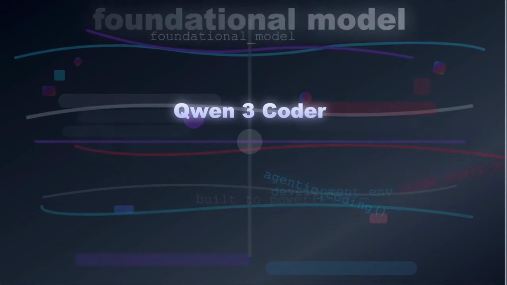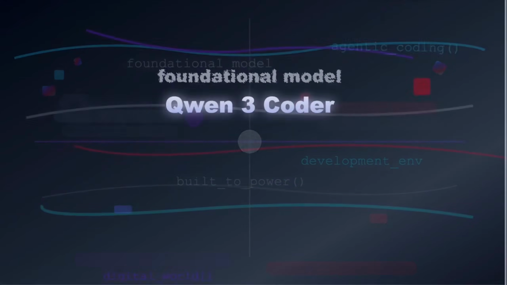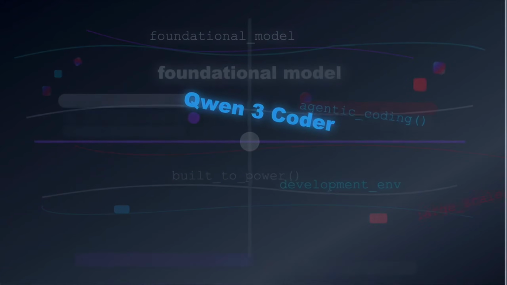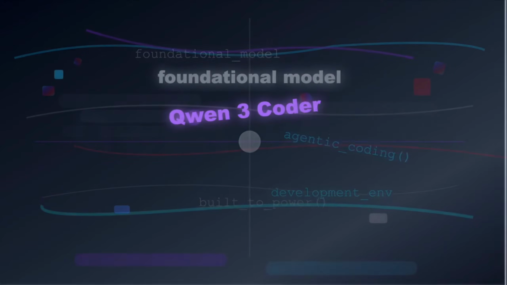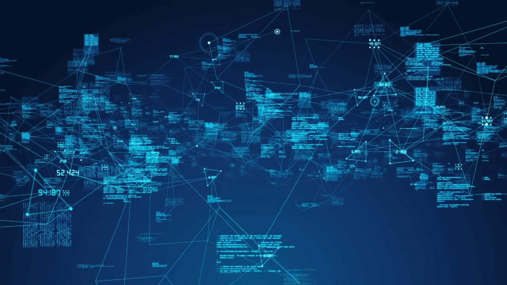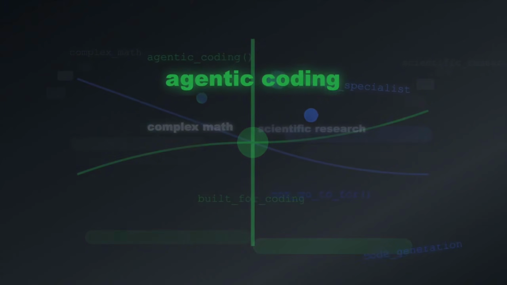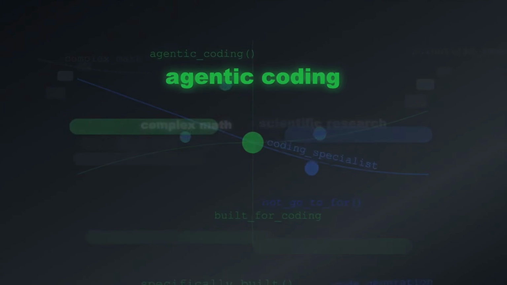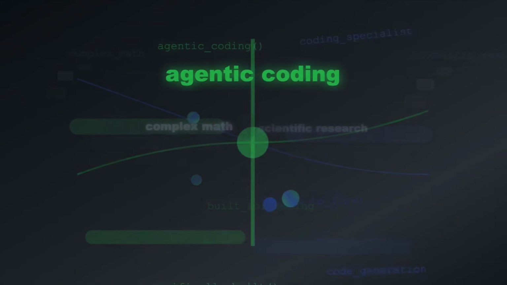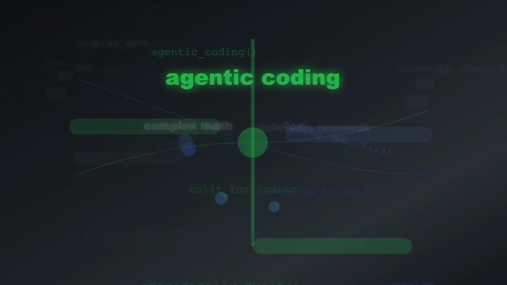As a foundational model, Qwen 3 Coder is built to power agentic coding across the entire digital world, from your local development environment all the way up to large-scale systems. And that's exactly what we're going to be looking at and putting to the test today. Now, as we mentioned right at the start, this model is specifically built for agentic coding. This isn't your go-to for complex math problems or scientific research, it's a coding specialist.